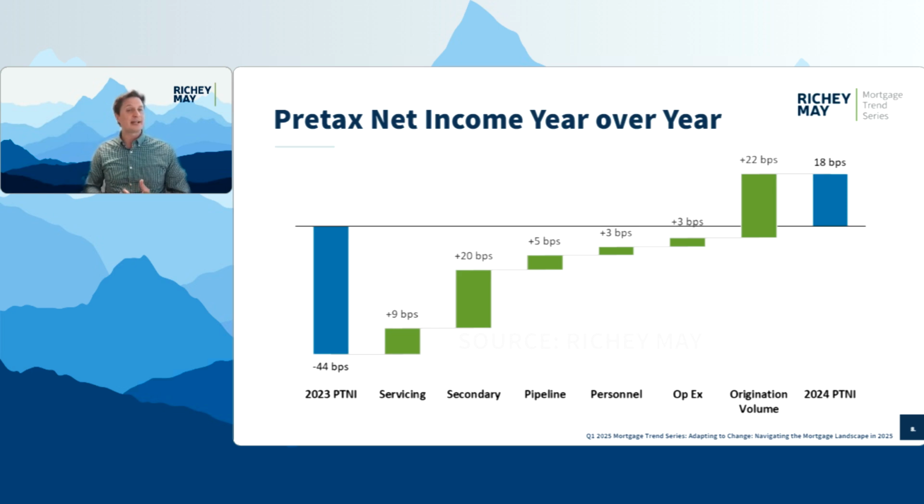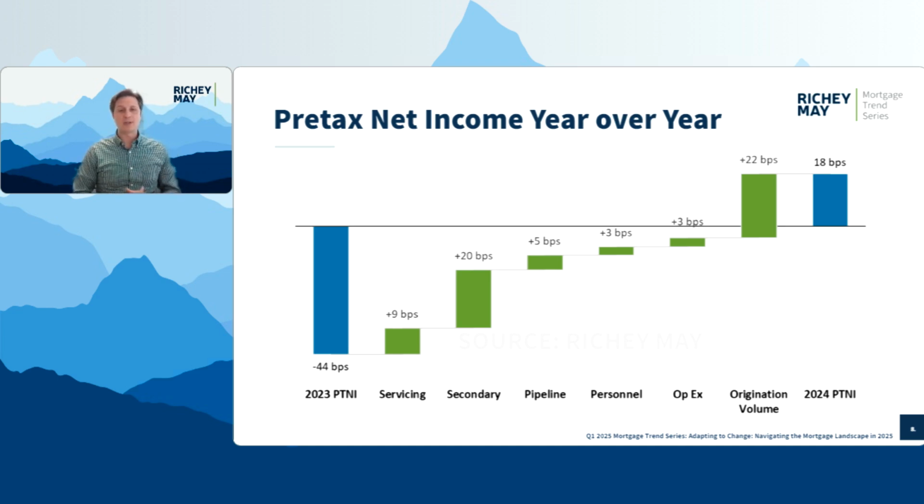The next category I'd highlight would be secondary gain on sale. So I've got that listed at 20 basis points of help. And really that's a combination of loan size growth, and then also margin and BIPs growing modestly. And when you put those together, we're actually seeing about an $800 increase in secondary revenue per loan.